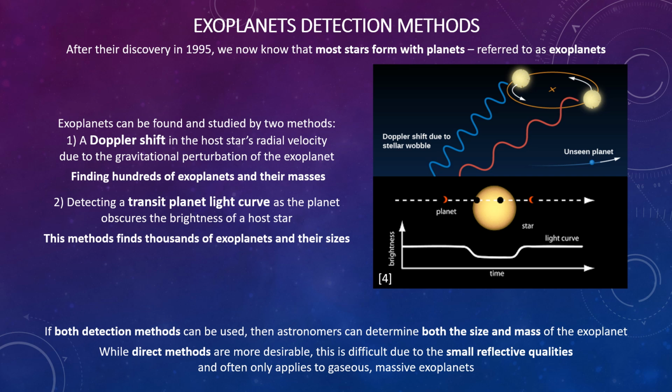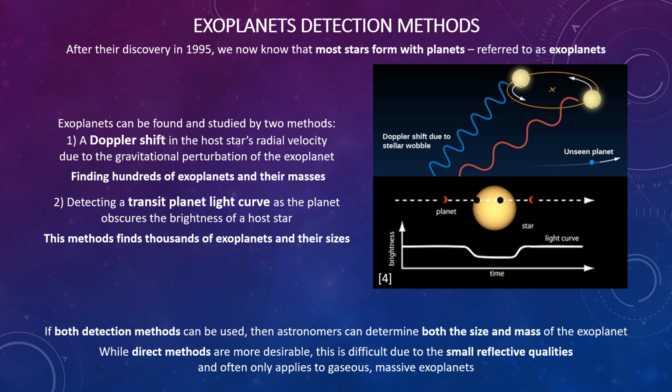So the first is they look for a Doppler shift in the host star's radial velocity, and that would be due to the gravitational perturbation of an exoplanet. So if an exoplanet is going around a host star, the pull of that exoplanet's gravity will cause a little bit of the material on the surface of the star to have a different radial velocity. And so you can tell that there is something pulling on the star. And so this has found hundreds of exoplanets, and it's also very useful because it lets you know the mass of the exoplanet, because you're looking at the gravitational effects, and so that's intrinsically linked to mass.